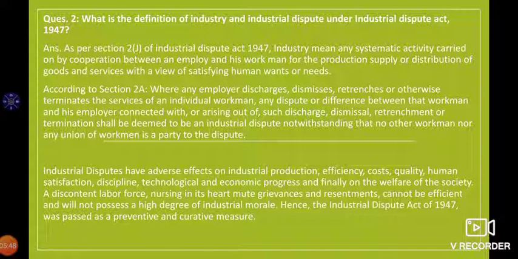A discontent labor force, right? If the labor force is not happy, is discontent, nursing mute grievances in its heart, if there is any grievance or resentment which has not been taken care of, that labor cannot be efficient and will not possess a high degree of industrial morale, right? Okay. Hence the Industrial Disputes Act 1947 was passed as a preventive and curative measure. It was passed to make sure that all the disputes may be taken care of.